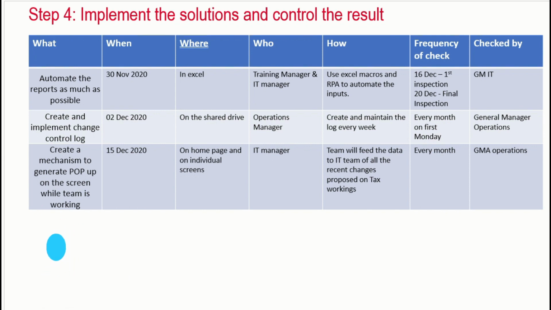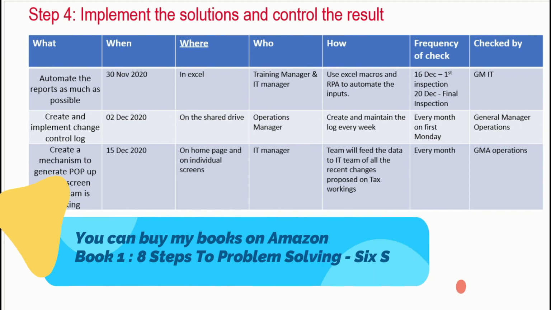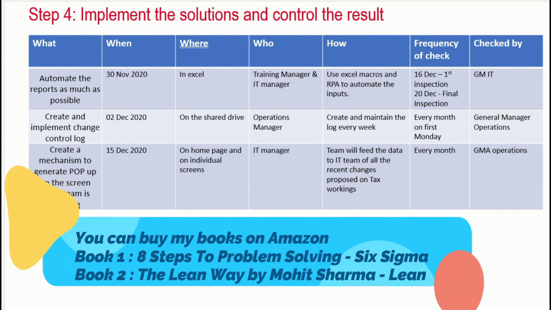Creation and implementation of the change control log was supposed to happen by 2nd of December, and the operations manager is responsible to create this on a shared drive and then maintain it every week. Whatever changes have been proposed should be updated in that change control log, and the general manager operations will check it on a monthly basis.